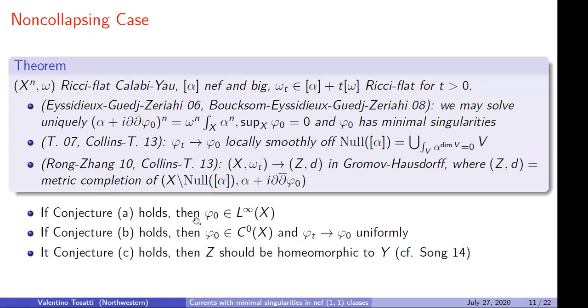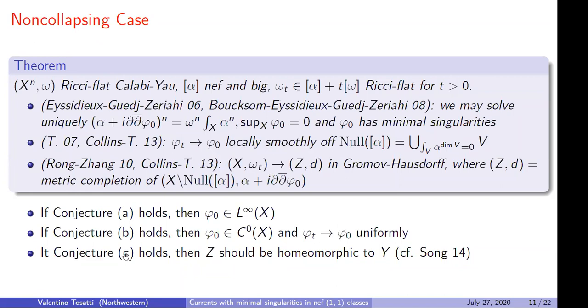And in this case, EGZ already proved in their paper that phi 0 is continuous. Oh, I think there was an extra hypothesis, but that was removed. For example, Dinev and Zhang have proved this in this setting here. So the function phi 0 is actually continuous, and you have a uniform convergence of phi t, uniform on all of X, not just locally smoothly away from this subvariety.